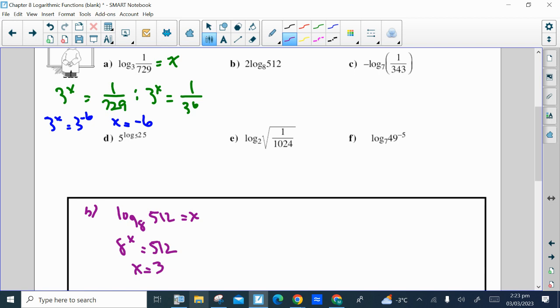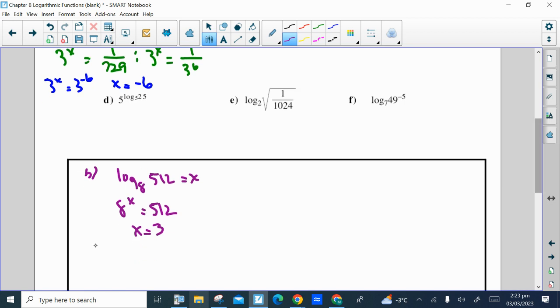I'm going to bring it back in now. You have to keep the 2 separate from the log because it's not part of the log. It's 2 times that log. So I found that x equals 3, so now our answer will be 2 times 3. The 2 is a coefficient, it's not part of the log, so we bring it in after. Right?